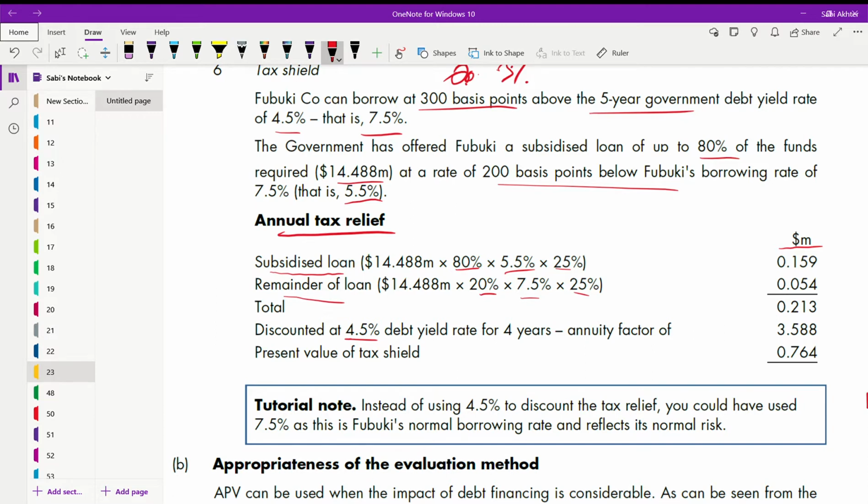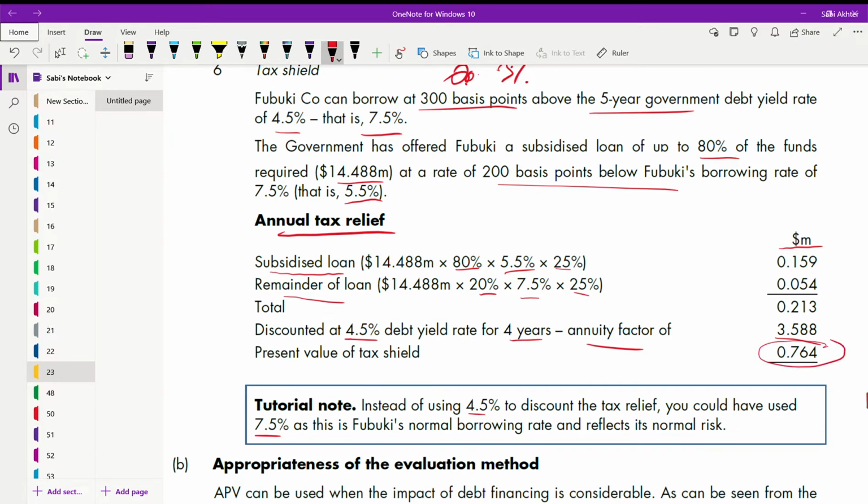There are so many assumptions on why this rate, why not 7.5? There are so many rates which you can take. You can take 7.5 or 4.5. Please read the notes below the assumptions. And it's for 4 years, so we use the annuity factor, because you pay the same interest annually for 4 years, which is this, and then you find the present value of the tax shield.